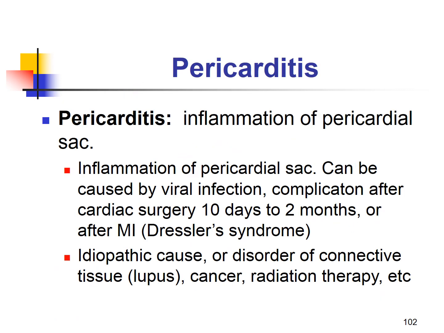Pericarditis is an inflammation of the pericardial sac. It can be caused by many things, but specifically viral infection, complication after surgery, cardiac surgery 10 days to 2 months, or after an MI. Other idiopathic causes can be connective tissue diseases such as lupus, cancer, radiation therapy.